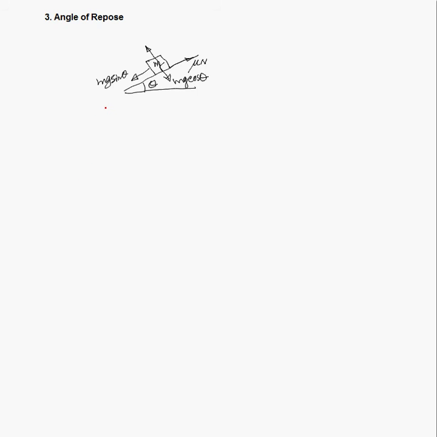Obviously here N is equal to mg cos theta and mu N is equal to mg sin theta. Dividing one by the other, we get tan theta is equal to mu, or the angle of repose theta is tan inverse of mu.